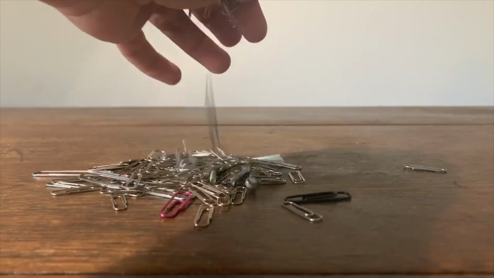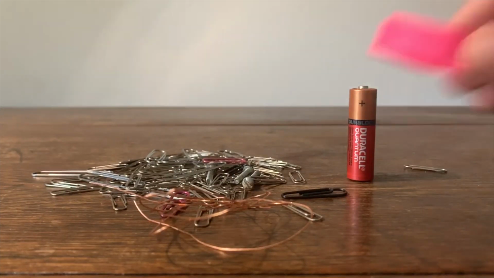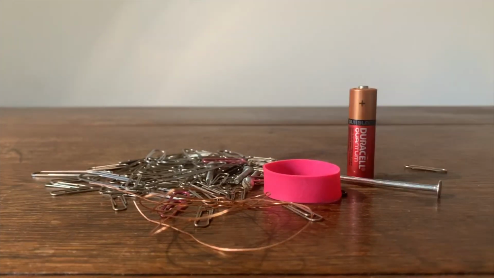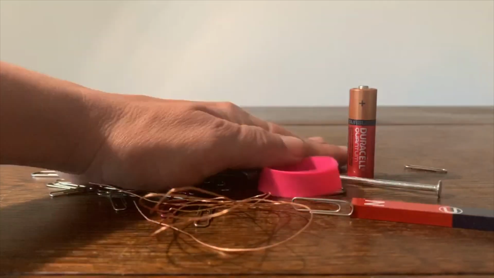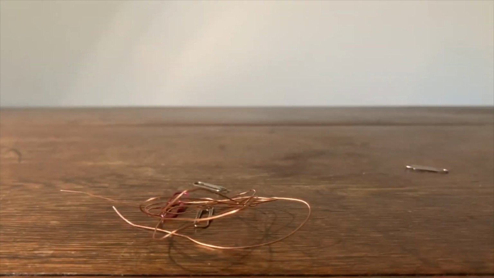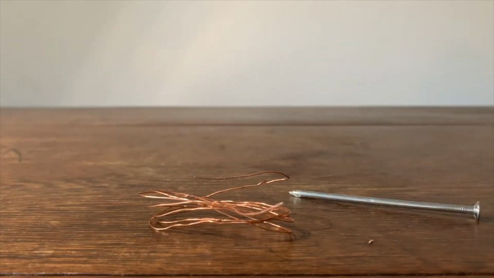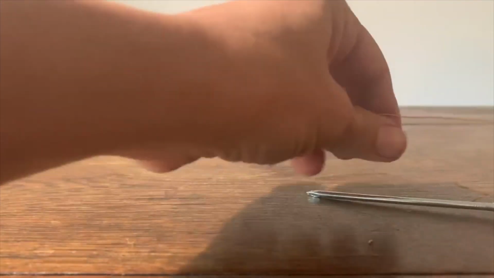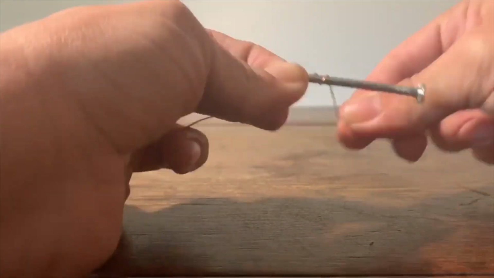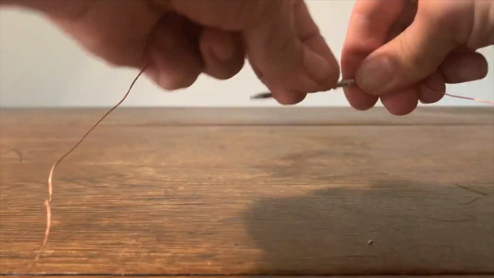For the lesson, each pair of students will need paper clips, copper wire, a battery, a rubber band, a nail, and a magnet. Students will wrap the copper wire around the nail. Instruct students to leave about half of the wire unwrapped.